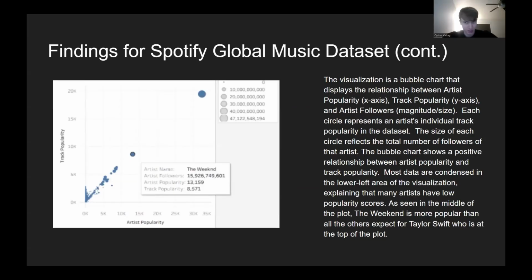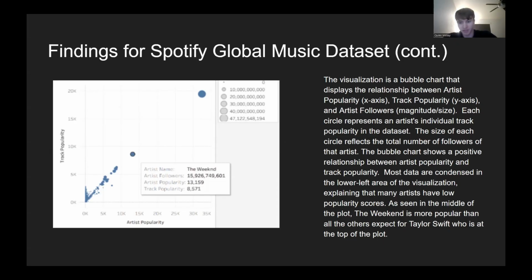So for the rest of our visualizations for our first dataset, this visualization is a bubble chart that displays the relation between artist popularity and track popularity. Artist popularity is the x-axis, track popularity is the y-axis, and then the size of the bubble is how many followers that artist has. Each circle represents an artist's individual track popularity in the dataset.